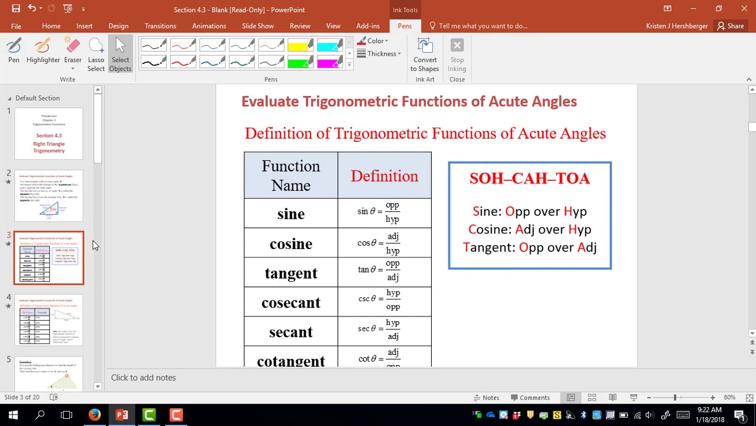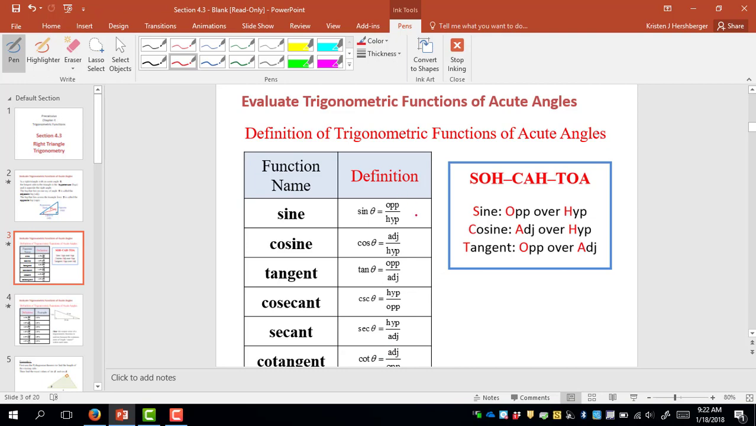So the definitions are given here. Sine is opposite over hypotenuse, cosine is adjacent over hypotenuse, tangent is opposite over adjacent. Remember, cosecant is the reciprocal of sine, so since sine was opposite over hypotenuse, cosecant is hypotenuse over opposite. Secant is the reciprocal of cosine, so since cosine is adjacent over hypotenuse, secant is hypotenuse over adjacent. And then cotangent is the reciprocal of tangent, so since tangent is opposite over adjacent, cotangent is adjacent over opposite.